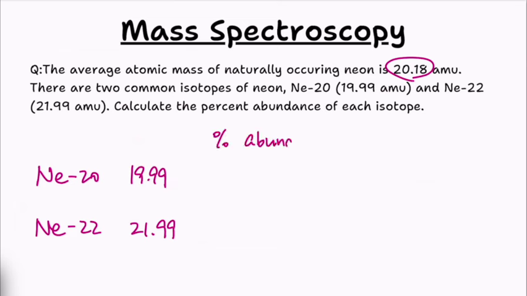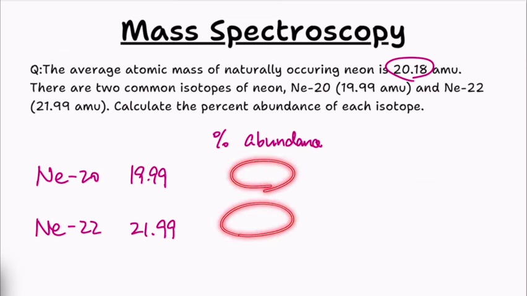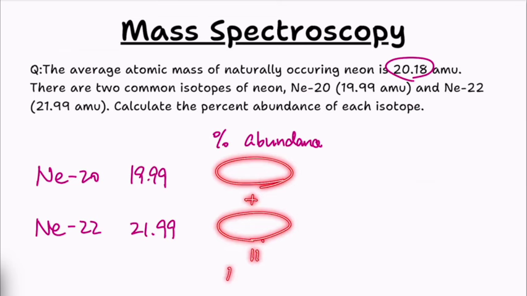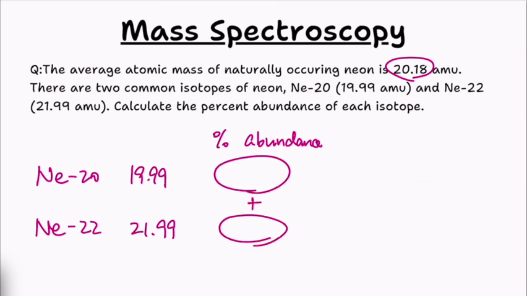Okay, so percent abundance is actually the percentage of each of the isotopes in nature. Well, there are only 2 isotopes in nature, which means when you add up the percent abundance of these 2, you will get 100%. So if I set one of the percent abundances as x, then the other abundance will be 100% minus x, or which is simply 1 minus x.